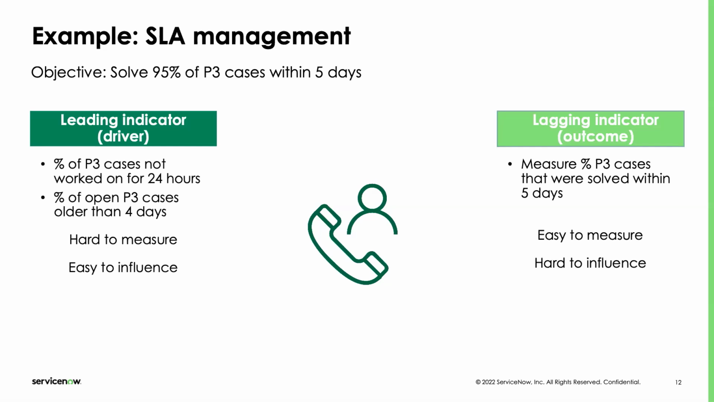Same with the other one: percentage of open P3 cases older than 4 days. If that's 0 or 3, that's probably good. If that's 70, probably not so good. There's a high chance of me missing my objective. This is where leading indicators help you focus on things that drive behavior in order to meet an objective. Leading indicators are input oriented. What am I putting into that process? Output oriented are my lagging indicators. Okay, so that's the concept of leading and lagging indicators.